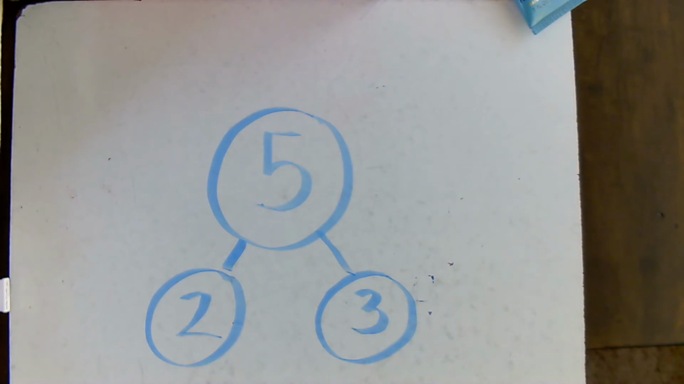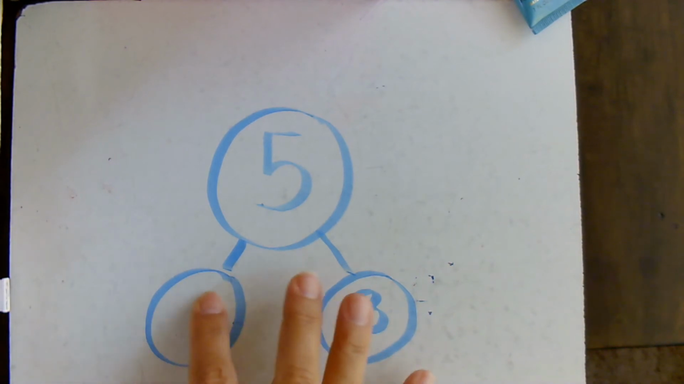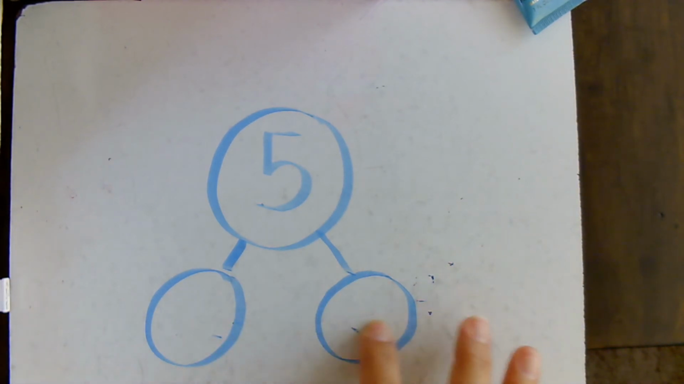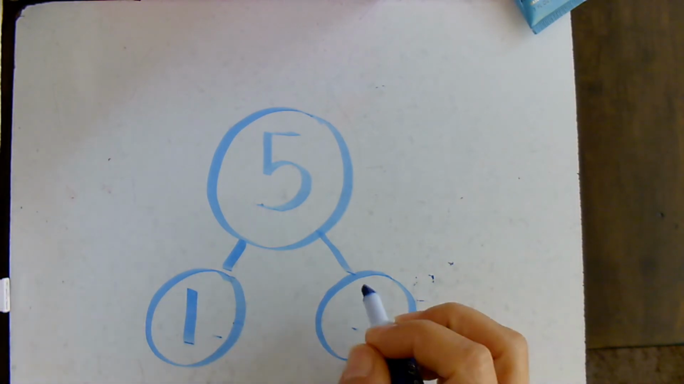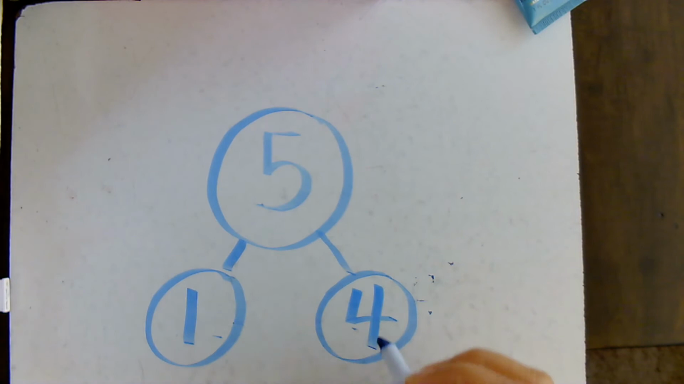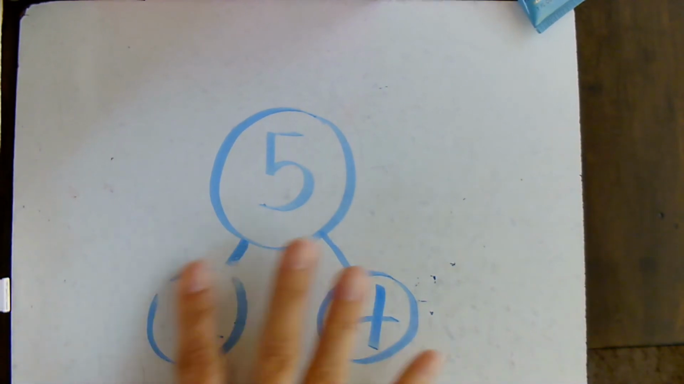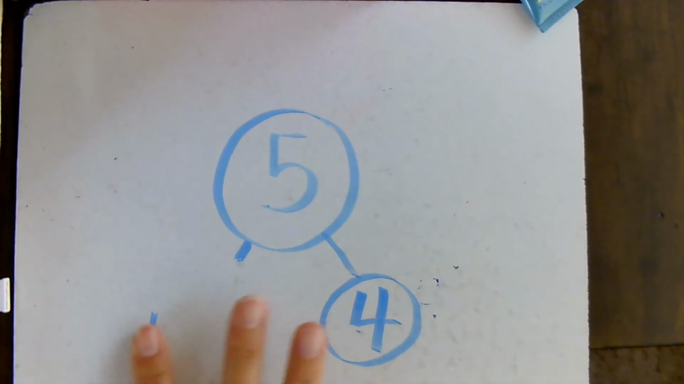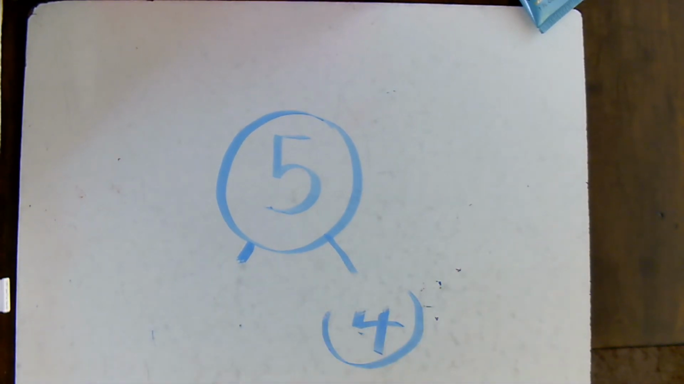Another way I can make 5, let's see, I could change these numbers, and I could say 1 and 4, that would work. So 1 and 4 also makes 5. So if you remember, that's what number bonds are. Okay, so what we're going to do today is we're going to use fractions to make number bonds, and it's actually kind of fun. I really like it. I think it'll be fun for you too once you get the hang of it.